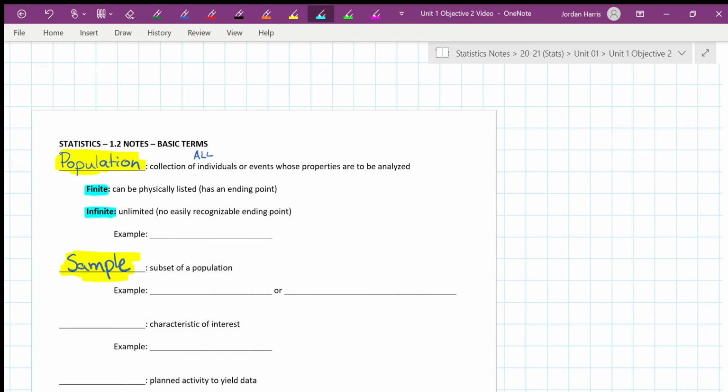So, for example, if I used teachers at Clovis North, that is finite. I have an end. There is actually a physical list in our school of every teacher at Clovis North. That has a finite piece.